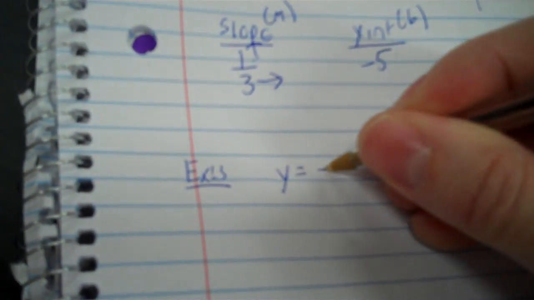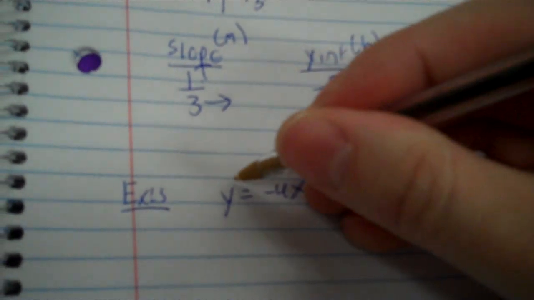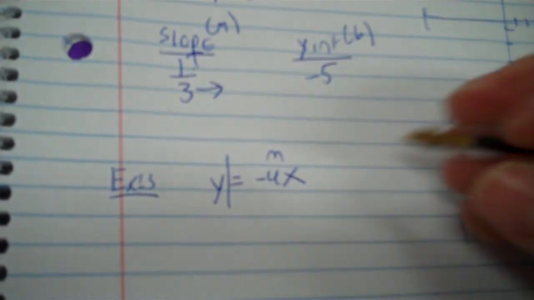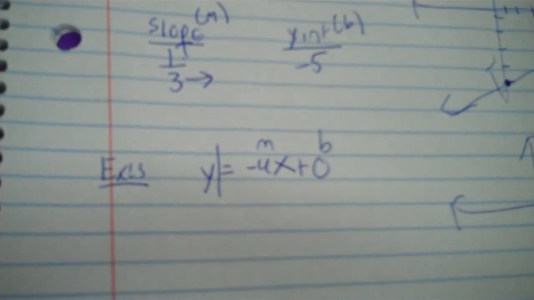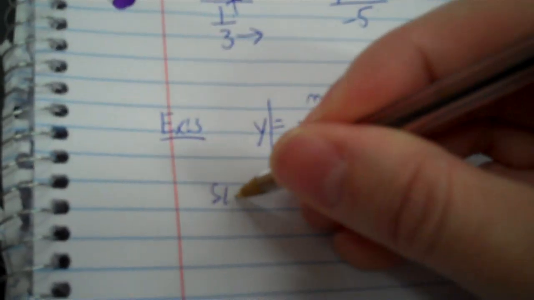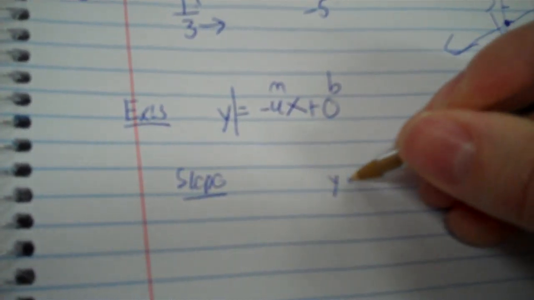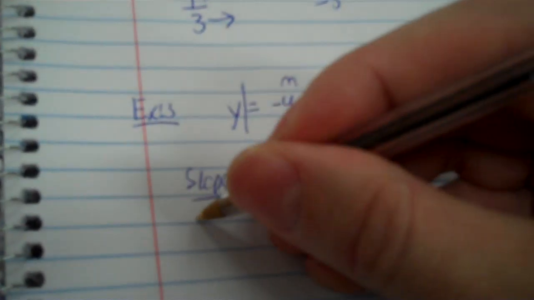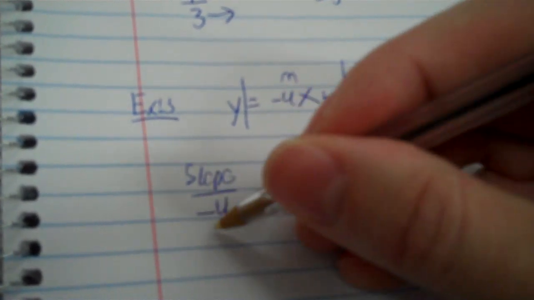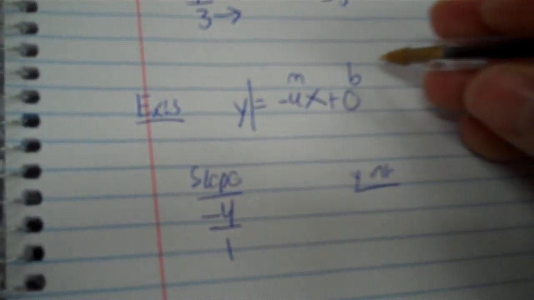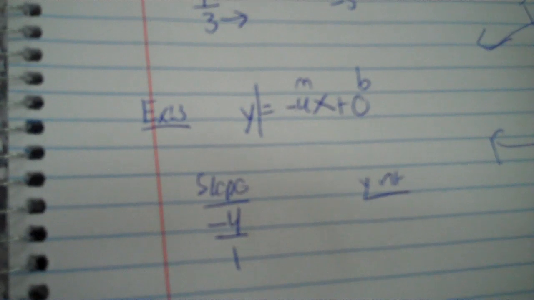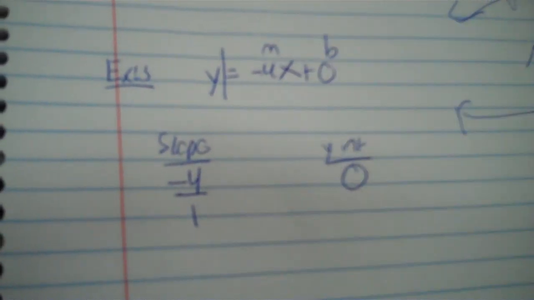Example 3. Y equals -4x. So you've got M, now you put +0 because that's going to be your B. So slope, y-intercept. My slope is -4. Again, that has to be a fraction, so we need to put a 1 under it. If you want to put the 1 right here, you can. It's up to you. Then 0 is your y-intercept.